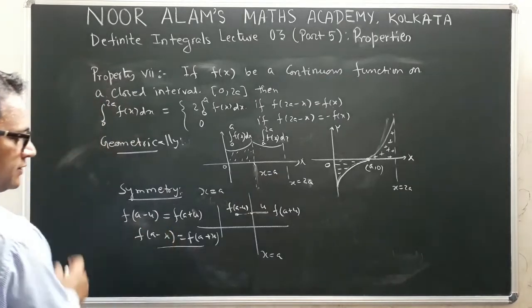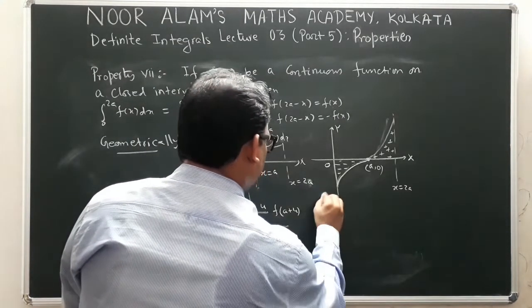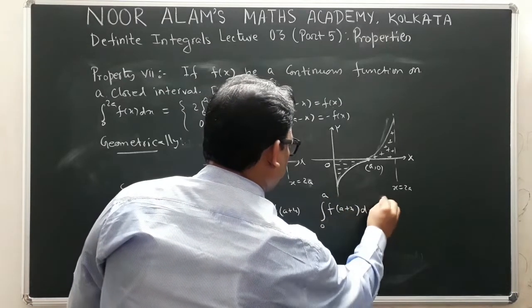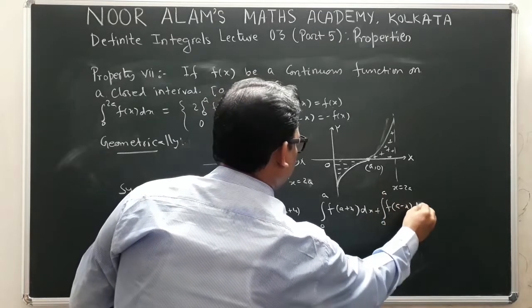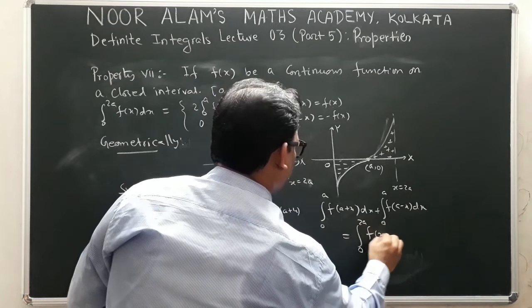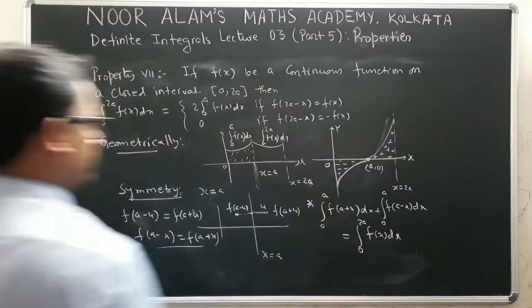If this happens and it follows the definition, then we can also prove that if you take the integral from 0 to a of f of a plus x dx plus the integral from 0 to a of f of a minus x dx, this value should be equal to the integral from 0 to 2a of f of x dx. Now we are going to prove this result.